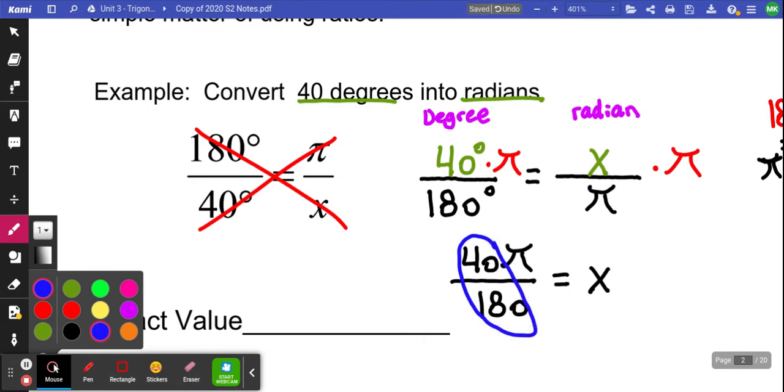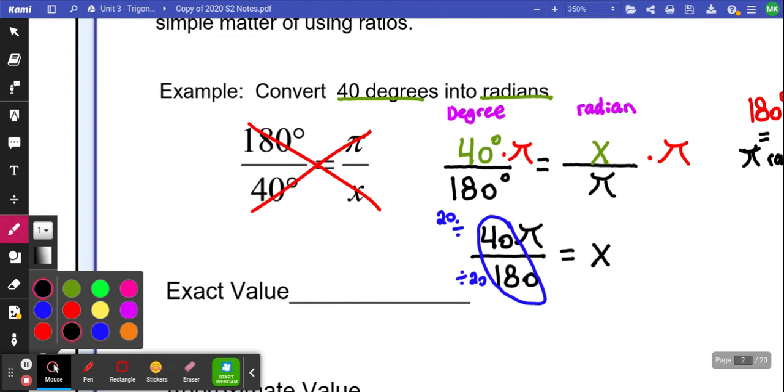So 40 and 180, if you put 40 divided by 180 in your calculator and then you math frac it, it should simplify it for you. And it's going to be 2 over 9. Or you could divide both these by 20 if you're doing it by hand. My radian measurement is 2 pi over 9. So if you said, how many radians is 40 degrees? The exact value would be 2 pi over 9 radians.